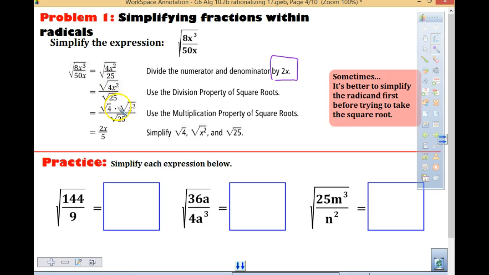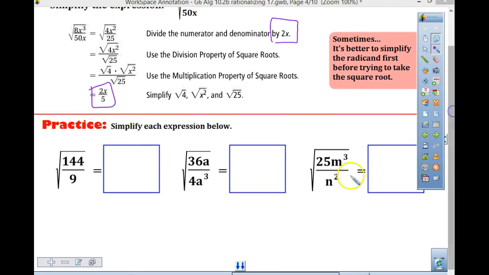So those are nice perfect squares. So I can now write it as the square root of 4x squared divided by the square root of 25. The square root of 4 is 2, square root of x squared is x, over 5. This is our final answer. And you're going to leave it in that way. So as we take a look, there are many ways of doing some of the problems.